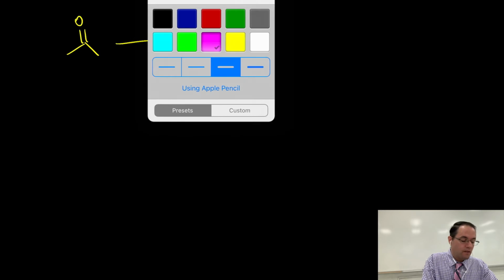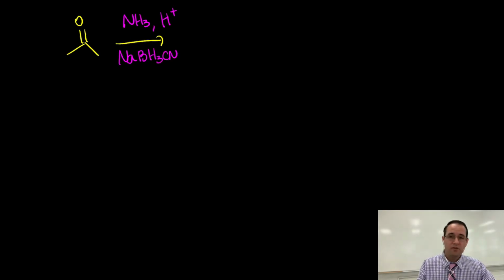Now, if you have a ketone, let's just do something really, really simple here. Acetone, okay? And we are to treat this with ammonia, okay? Catalytic H+, and sodium cyanoborohydride, okay? Now, there's no step 1 and step 2 here. Sodium cyanoborohydride is such a mild reducing agent. It can be mixed with the ammonia, even with a bit of acid, and it won't just kill the reagent right away, okay? So that's the cool thing about the sodium cyanoborohydride.